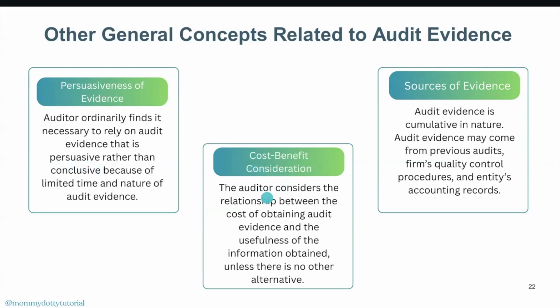Okay. Cost-benefit consideration. The auditor considers the relationship between the cost of obtaining audit evidence and the usefulness of the information obtained, unless there's no other alternative. So for example, if it takes a lot of time and effort and also costs money for the client and for the auditor to obtain the information, then you will just rely on an alternative procedure. Sources of evidence. Audit evidence is cumulative in nature. Audit evidence may come from previous audits, the firm's quality control procedures, and the entity's accounting records.